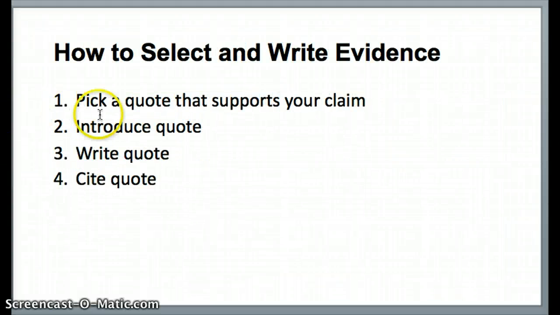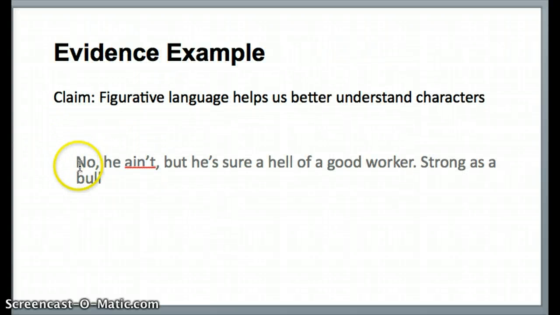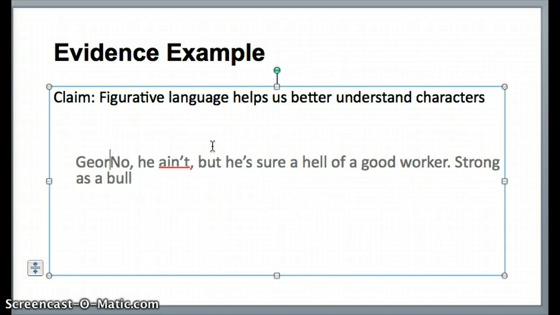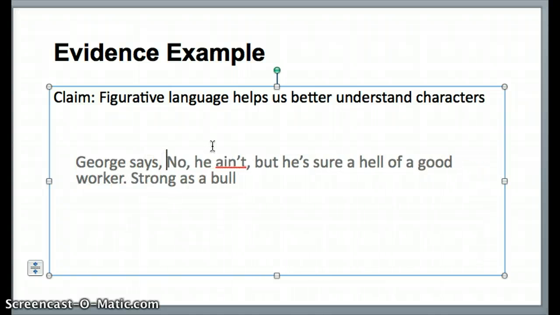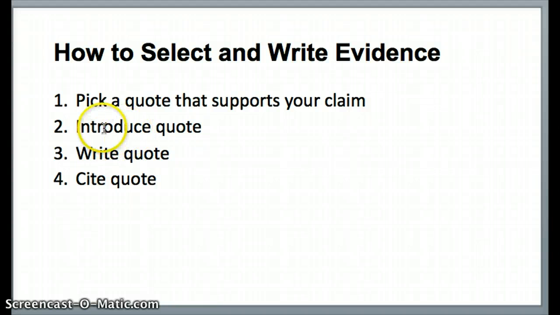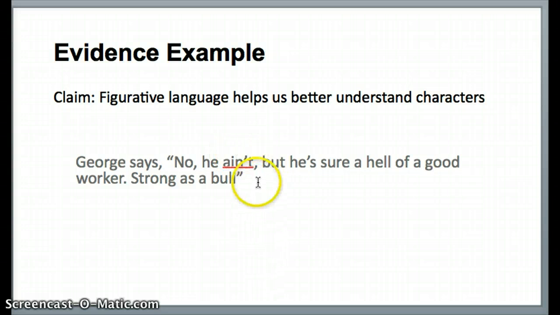Then my second step is I would need to introduce the quote. So if I look in my book, I'm going to look to see who actually said this quote, and I find out that it's George. So I'm going to introduce this by saying George says, comma, and then I'm going to put this into quote marks because that came directly from the book. Okay, so I introduced the quote, I wrote the quote, and then I'll have to cite the quote now.